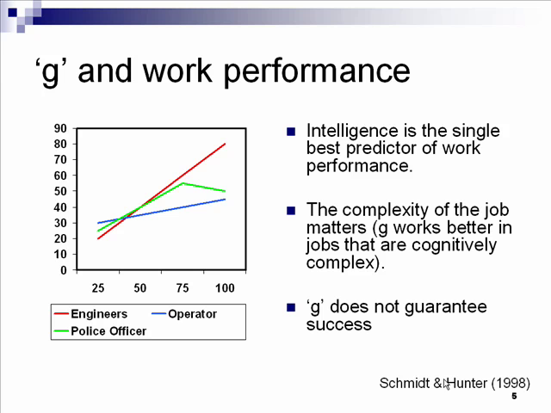Well, the issue here is that for police officers, having a high level of intelligence, or G, is related to low levels of performance, because we have found in our research that they tend to get bored on the job and it's not a really good fit for them.